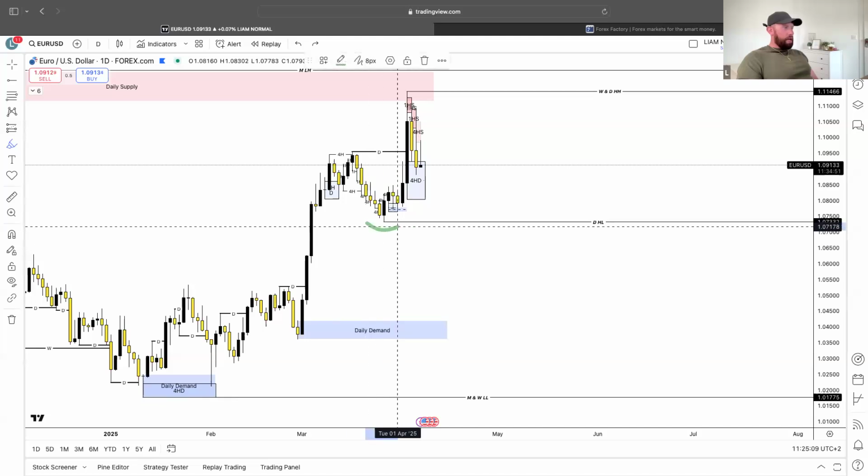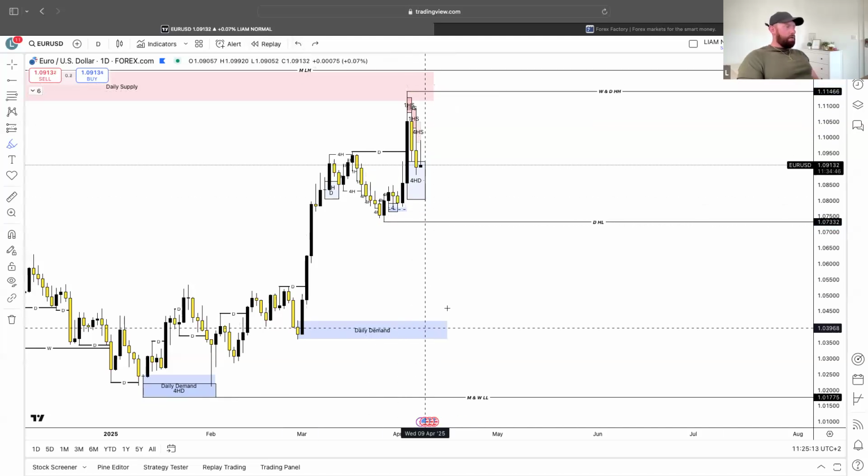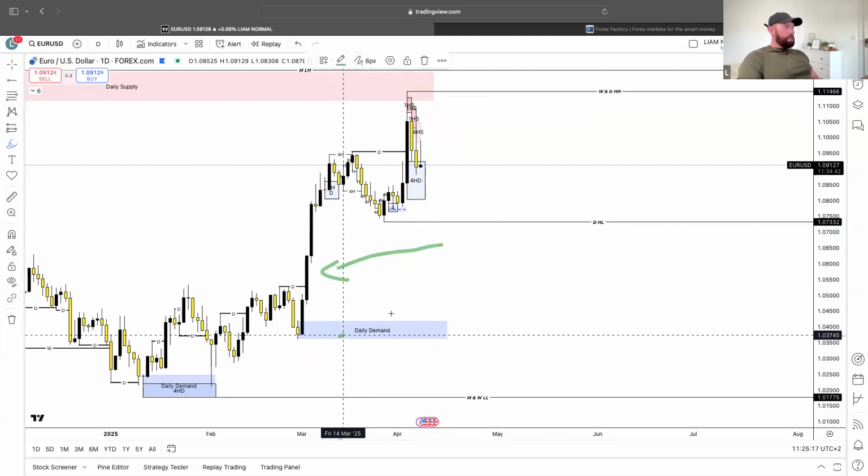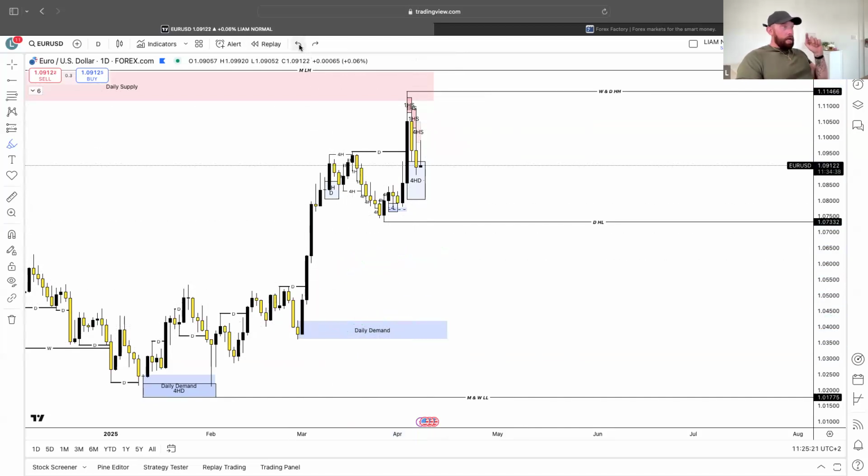We did have a clear higher low and a clear daily higher high. So as you guys can see, first thought is, can we get the market to come rebalance this area and potentially come into this daily demand? So obviously that's a long, long way ahead.